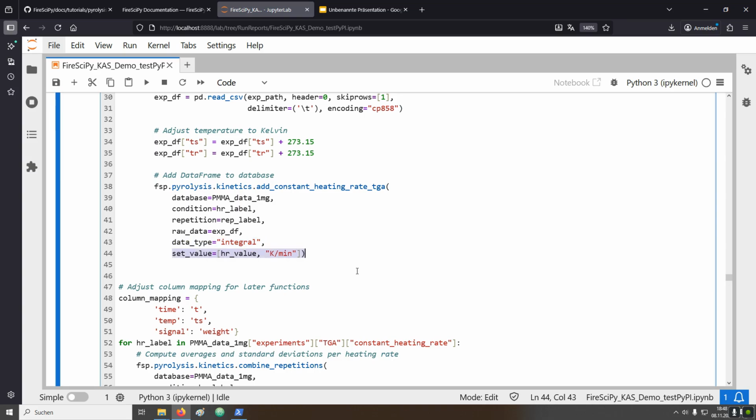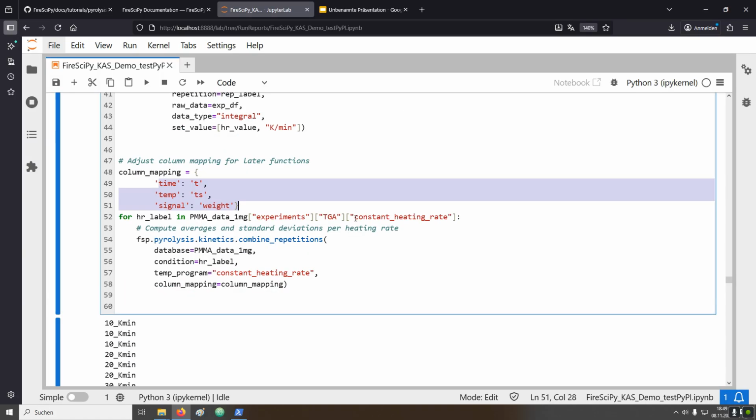Lastly, the unit of the heating rate is provided so that FireSciPy can convert it to Kelvin per second if it is necessary. Then the column headers of the raw files are mapped to known headers for the following processing steps. The reason is that the manufacturers of these devices use different column labels. So that means we do not know beforehand what type of device you have and also what the column labels look like. With this step here, the data can be unified.